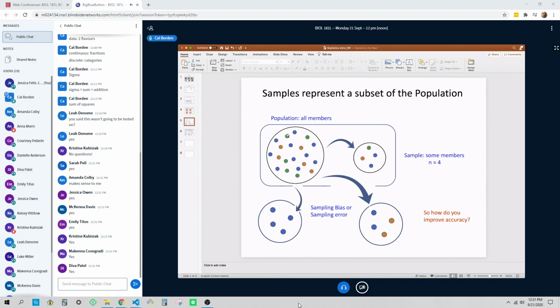So your real goal as a scientist is to minimize the sampling bias and to minimize the sampling error. So let me ask you a question and I'll wait for you to respond. You see what's on the screen. How can I minimize my sampling error? Or how can I improve the accuracy from what you see on the screen? What things can I do?